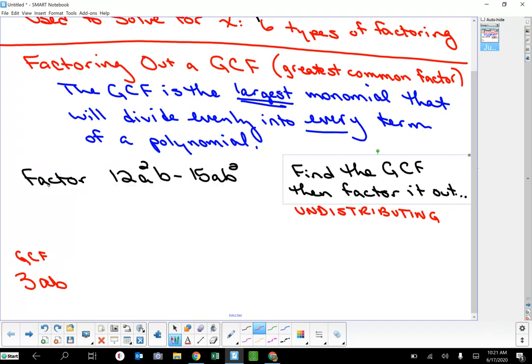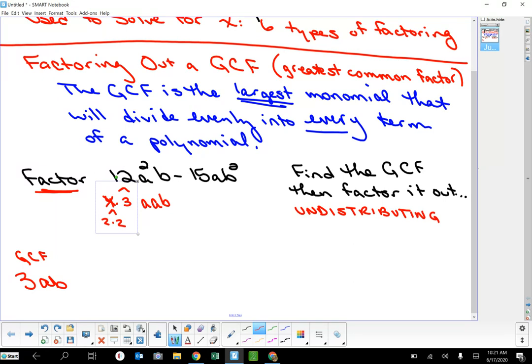So what you're going to do is literally use a factor tree. So you're going to factor. 12 is 4 times 3. 4 is 2 times 2. So the 4 is gone, right? Because this is 2 times 2 times 3 is 12. A squared is a times a, and b is just a b. So I'm breaking these down into their simplest pieces that you possibly could.